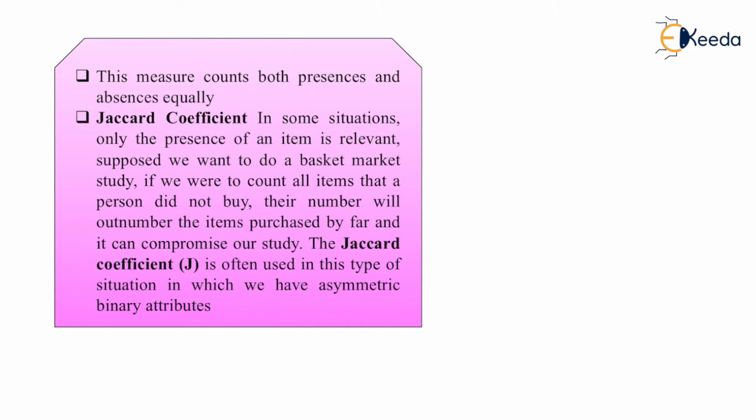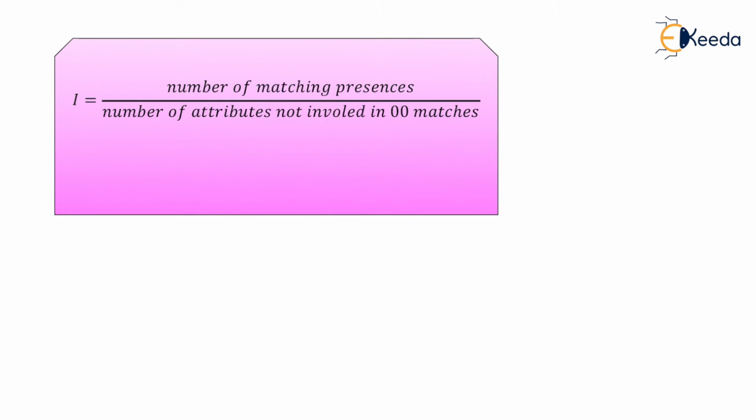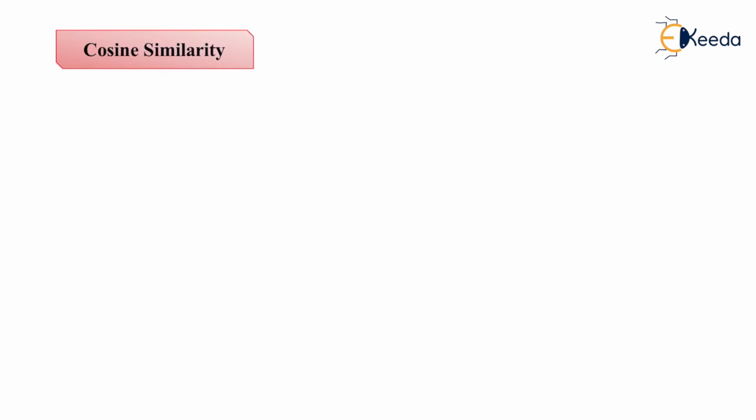The Jaccard coefficient is often used with asymmetric binary attributes. Always remember, it is used only with asymmetric attributes, not for symmetric values. How do we calculate it? The number of matching presences divided by the number of attributes not involved in 0-0 matches. So we can say f11 divided by f11 plus f10 plus f01.